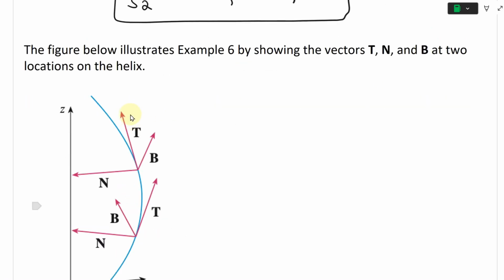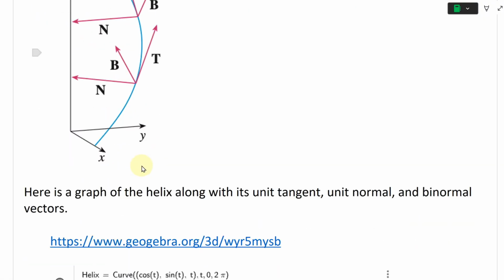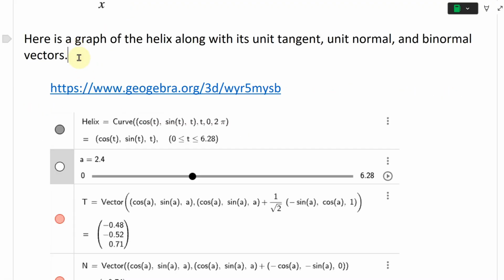And yeah, here I should quickly pause, remove my drawing, as I added the screenshot from the calculus book. So if you have this curve like that, you can see how the tangent is changing, the normal is changing, but the normal is always pointing to the z-axis. It's interesting. And then you have this B just moving around in 3D as this is changing. Also, here's a graph of the helix along with its unit tangent, unit normal, and binormal vectors in GeoGebra. I'll put this in GeoGebra.